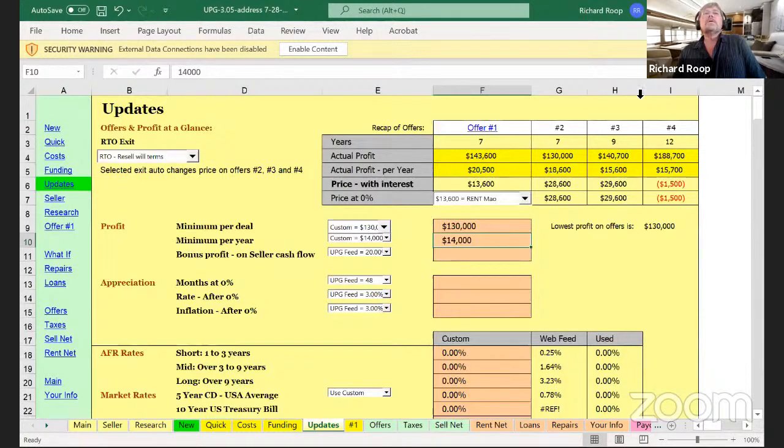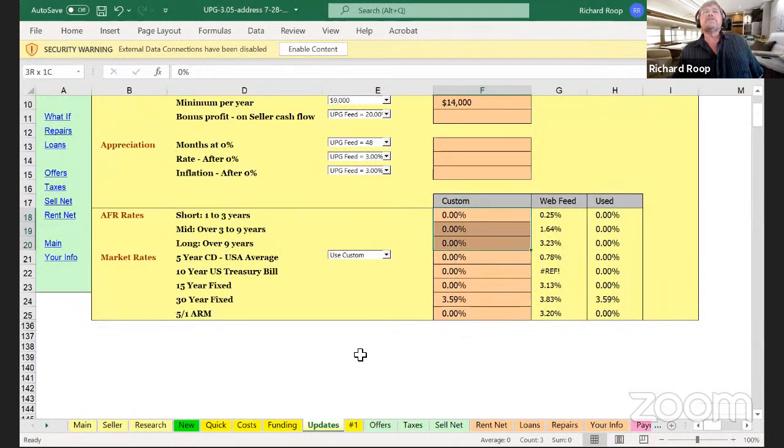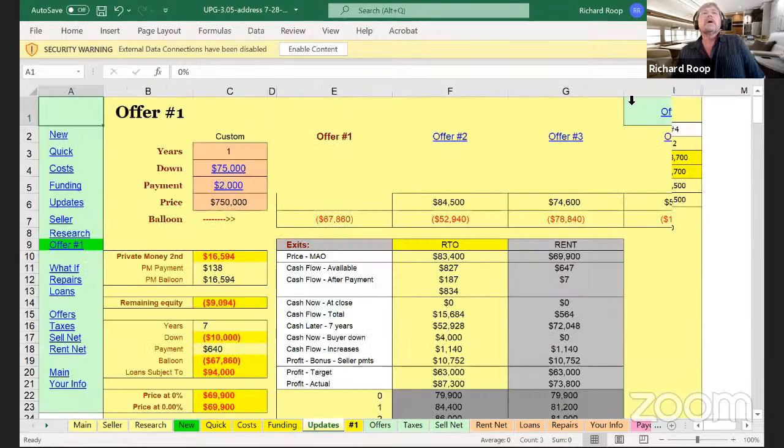Okay. Then your profit should be a minimum of 50. And I like to start off with 9,000 a year. We could sometimes do 7,000 a year for every year of hold. So the longer you hold it, the more the target profit is. This should be 20%. We got 48 months of no appreciation, and we got an inflation factor of 3%. We have no interest to the seller on any note they take back.